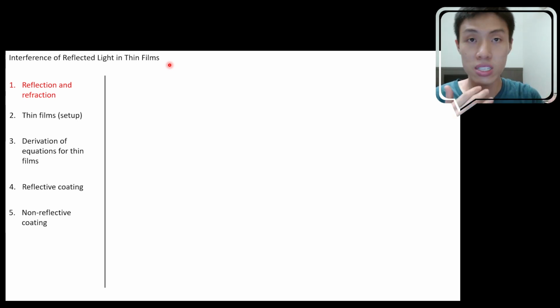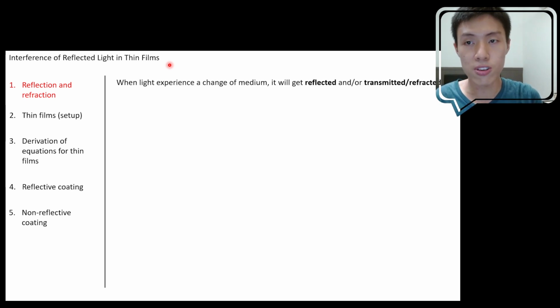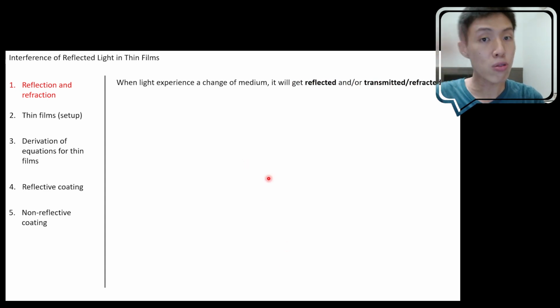Later we will understand why there are two waves that get reflected from a thin film. We'll understand all these details through this series of videos. But first, let's recall a little of what we have learned about reflection and refraction. When light experiences a change of medium, it will get reflected and/or transmitted, or refracted. Reflected means it didn't manage to get through to the second medium, so the light gets bounced back to the initial medium that it was traveling in.